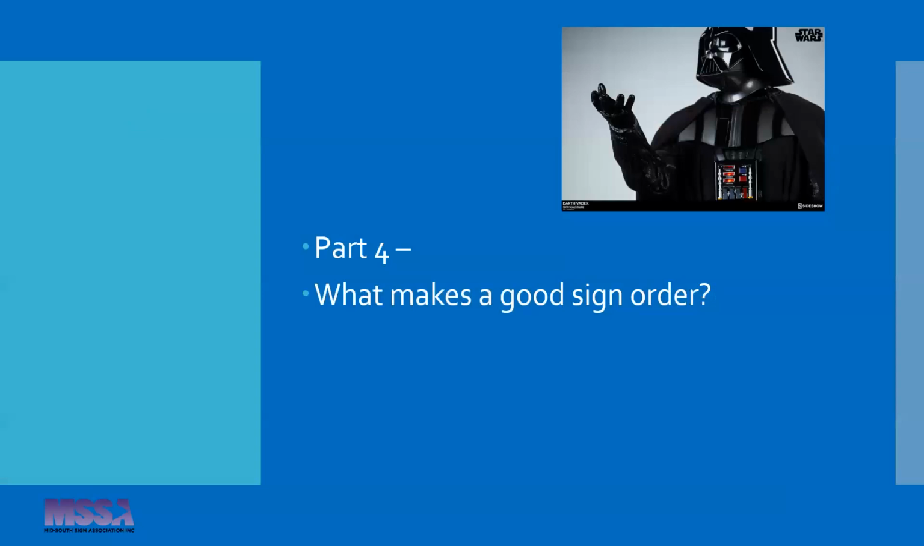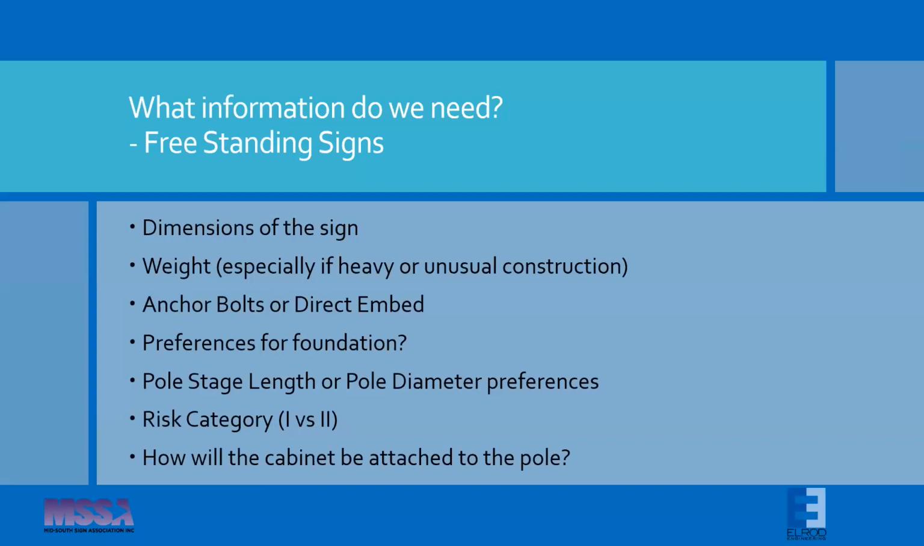And as a refresher, what makes a good sign order? The information that is needed includes things like the dimensions of the sign that you want to have engineered. If it's made of unusual material, what is the weight? We do a lot of work for Cracker Barrel. Most people in the South are familiar with their signs. Their sign faces are typically made of porcelain panels. Those are very heavy. And so that weight actually is taken into account rather than just using the standard rules of thumb. We know the specific weights of those panels and factor that into the design of the freestanding signs.